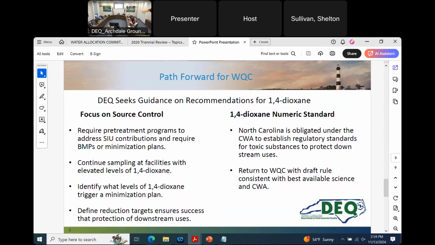And you're familiar with that. It took them a few years to figure out what all their SIUs had. But that's where a source minimization approach with monitoring would help us identify everybody and what levels they're at before we really thought about a numeric standard.